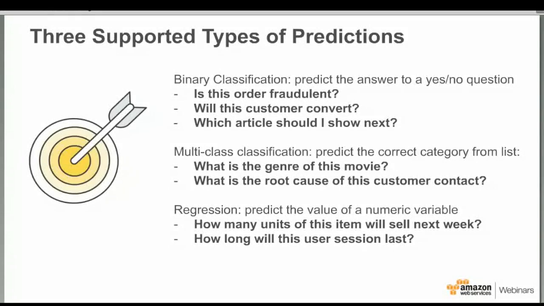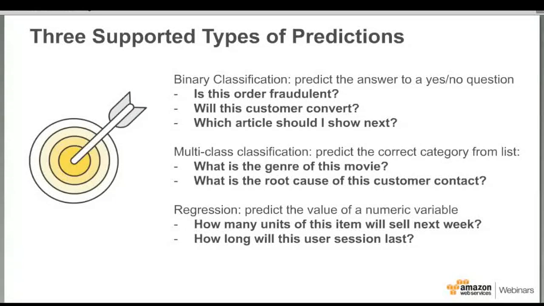The second type of machine learning that is supported by Amazon Machine Learning is multi-class classification. And that is used when there is a list of correct categories and a new item comes in and it needs to be assigned a category. For example, what is the genre of this movie? We know all the different genres that are out there. A new movie comes in and we want to assign the genre based on the movie metadata.